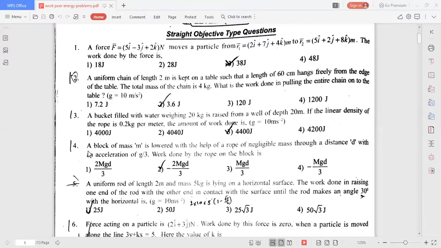So here there is a well. In the well, there is water up to a certain height. A bucket filled with water weighing 20 kg is raised. Here there is a bucket whose mass M1 is equal to 20 kg, raised from a well of depth h equal to 20 meter. The linear mass density of the rope, lambda, is equal to 0.2 kg per meter. What is the work to be done to lift it?